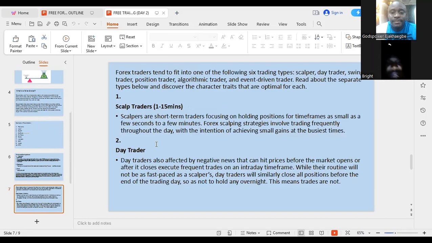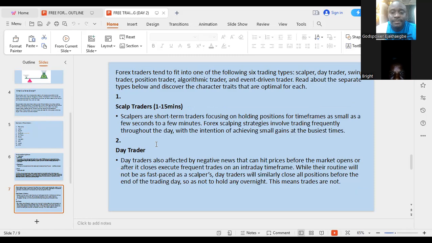On my next slide, we talk about traders. We have 6 types of traders. That is the scalp trader. Scalp traders are traders that trade from a few seconds to a few minutes. They never like their trade to go on to the next day. They hate it so much. So they trade for a few seconds to a few minutes. Now, day traders are similar to scalp traders. They also don't like it when their trade goes overnight.